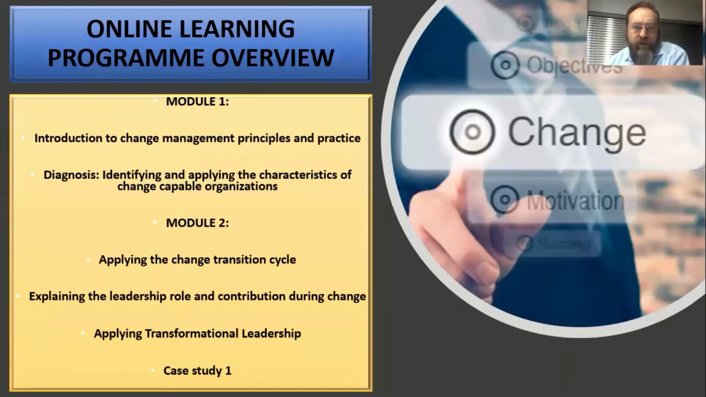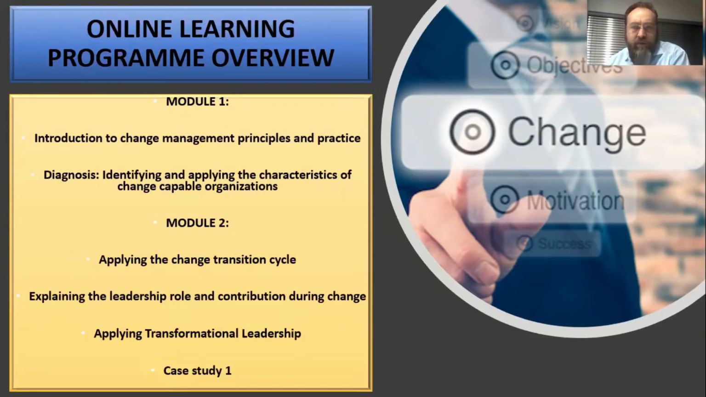Before we start with Module 1, I'd like to give you a quick overview of the totality of the program. As I said, it comprises 6 modules. And if I could just give you a quick overview of the key outcomes of each of the 6 modules. So Module 1 comprises 2 key learning outcomes. First of all, is just to master the fundamental principles and best practices of change management.